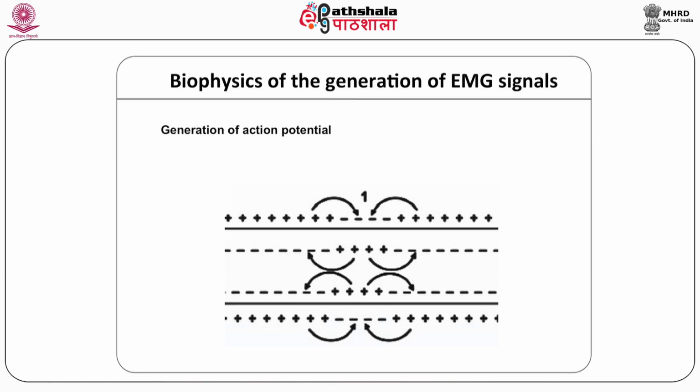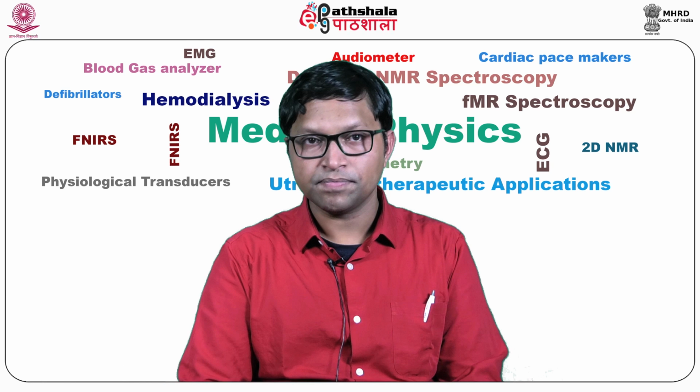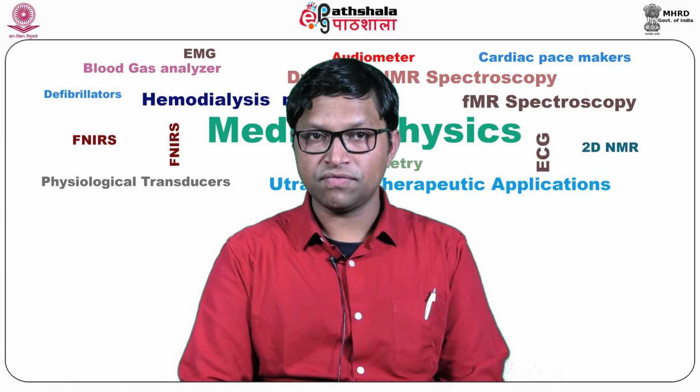Let us discuss the biophysics of the generation of the EMG signals. By now, we have understood the basics of the anatomy of the skeletal muscle and how a muscle gets activated and contracts. In this section, we will try to understand the generation of the action potential, how the EMG signals are generated, and what the concept of crosstalk is while recording EMG. Let us come to the first question, that is the generation of the action potential.